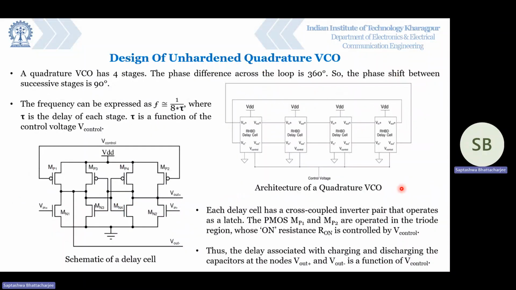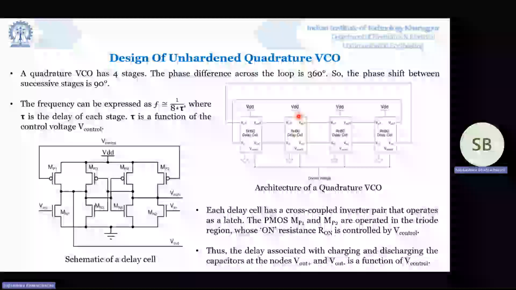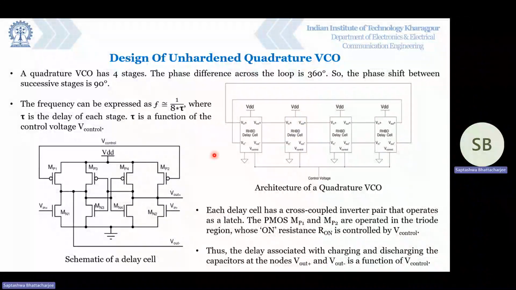Now let us begin our discussion on the design of an unhardened quadrature VCO. A quadrature VCO means that it has 4 stages. Since the phase difference across the loop is 360 degrees, the phase difference across each stage is 90 degrees. Let us say that the delay of each stage is tau. So the frequency is roughly 1 by 8 tau. Now in a VCO, this delay is made a function of the control voltage.